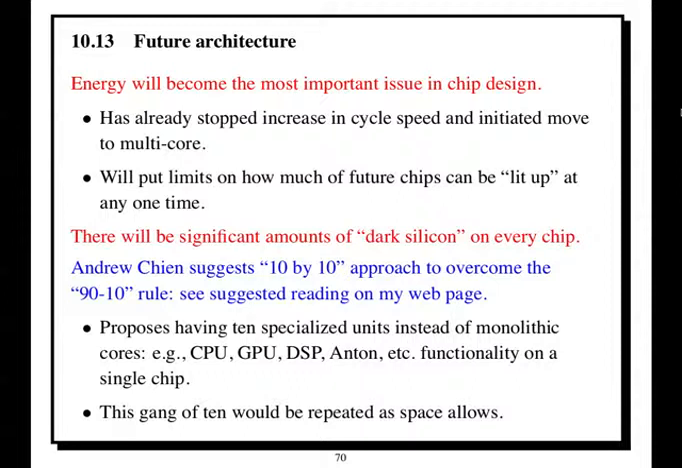Anton is a system that does molecular dynamics, so it's a specially designed chip optimized for molecular dynamics. It's not a GPU, it's not a CPU, it's a special design. And you could imagine other specially designed things which could be used for special problems. The idea is that you're not going to be using every one of these at any one time. That would burn up the chip. But you've got to have dark silicon, so why not use this approach to utilize the dark silicon?